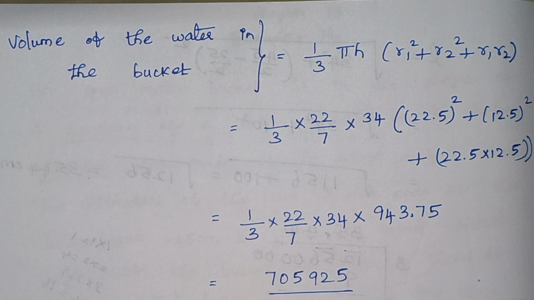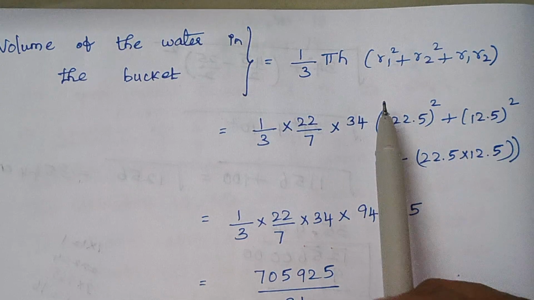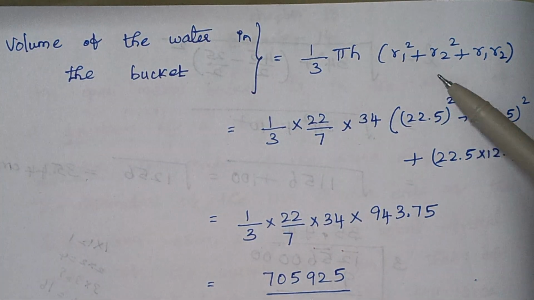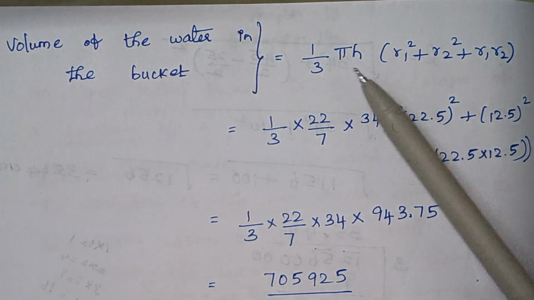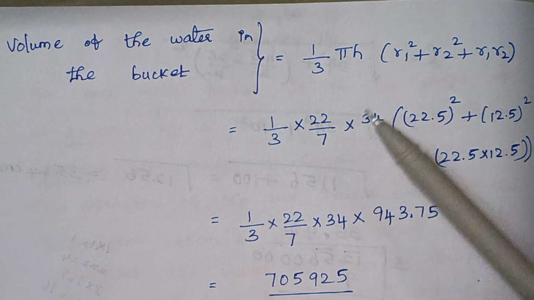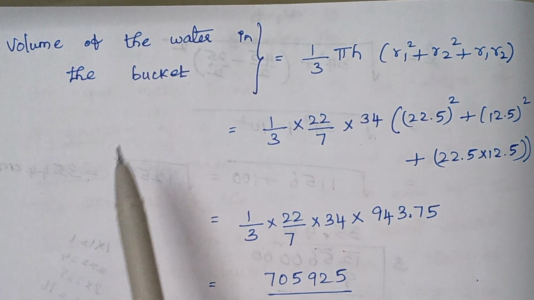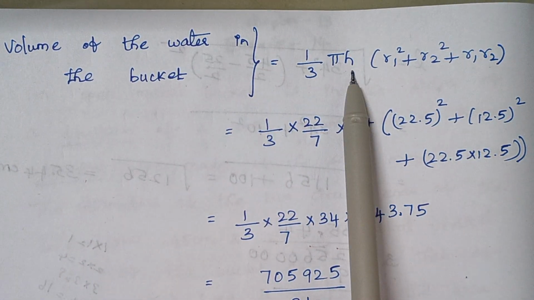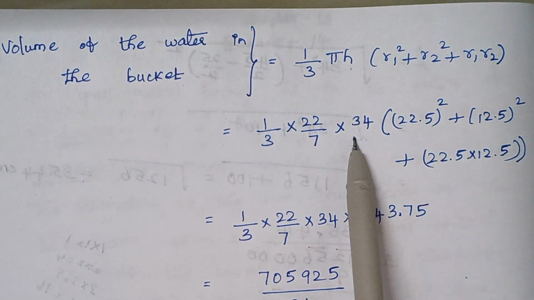Now we proceed with our second part, volume of the water in the bucket. So what is the formula? It is 1 by 3 pi h into R1 square plus R2 square plus R1 R2. The value of pi is 22 by 7. Here we are discussing only about the bucket. What is a bucket? It is nothing but a frustum of a cone. So what is the height? The height of the bucket, that is the height of the frustum, is 34.